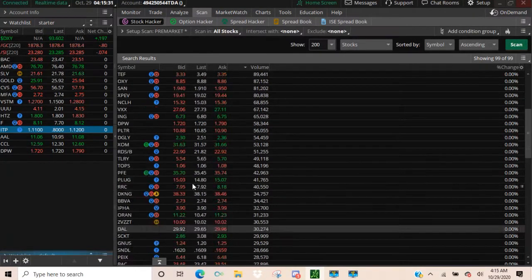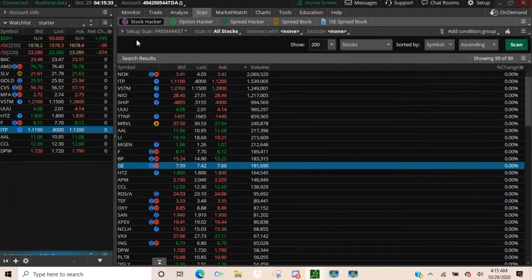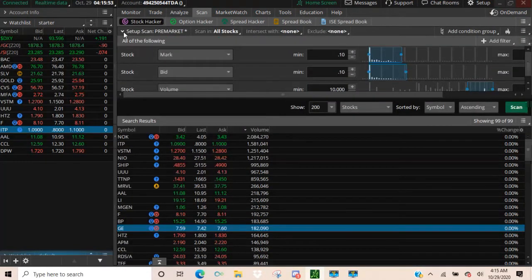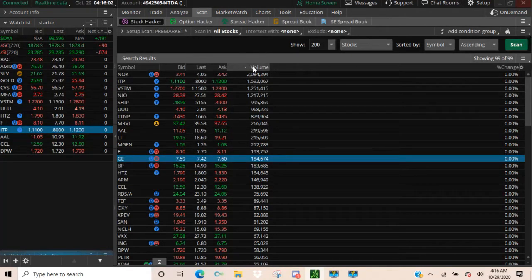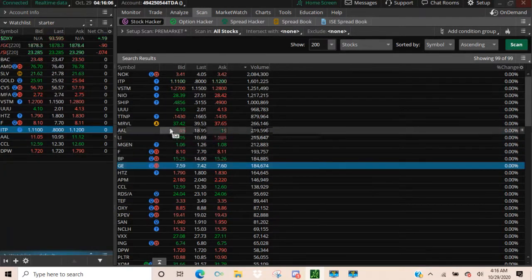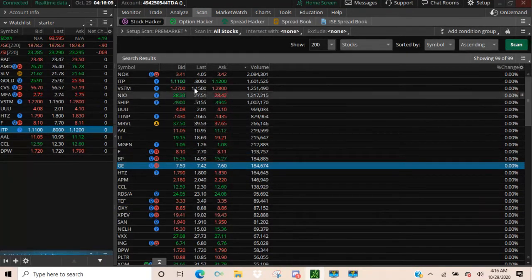Thinkorswim has an amazing setup here that you can dial in your scanner with whatever parameters you're looking for. And fortunately for me, when I'm looking for a pre-market runner, I set up the scanner with just such basic, simple parameters right here. Like I said, mark, bid, and volume. It helps me catch what's going on. And I use volume as my top indicator. Okay, so this here is what motivates me to pick something that's screaming up this thing.